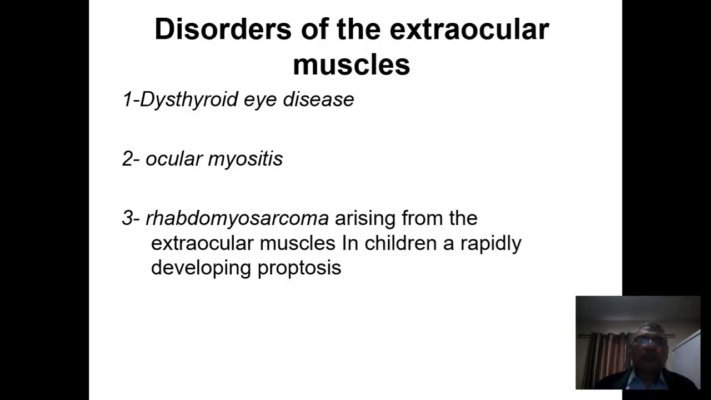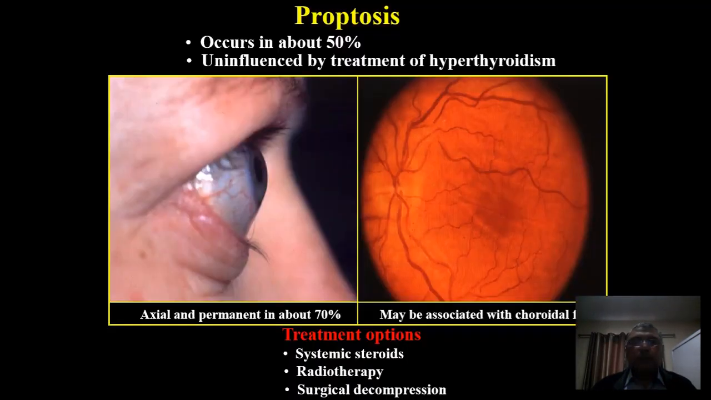Disorders of the extraocular muscles, such as thyroid eye disease, involve the extraocular muscles and the development of proptosis due to involvement of the orbital tissue with infiltration of glycosaminoglycans and inflammatory cells. Number two, ocular myositis also may occur. Rhabdomyosarcoma, which is a malignant tumor occurring in the extraocular muscles in children, may produce proptosis in these cases.